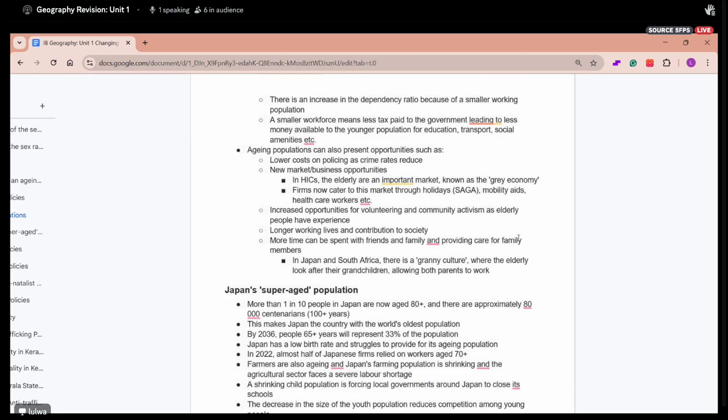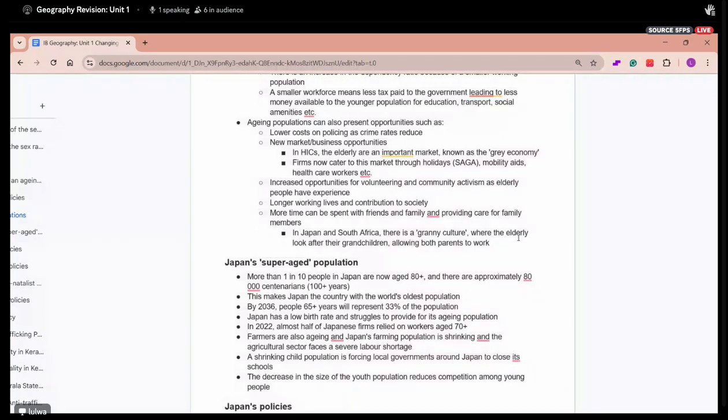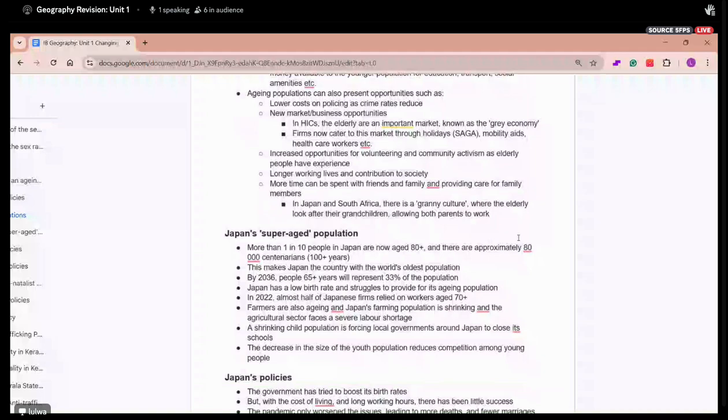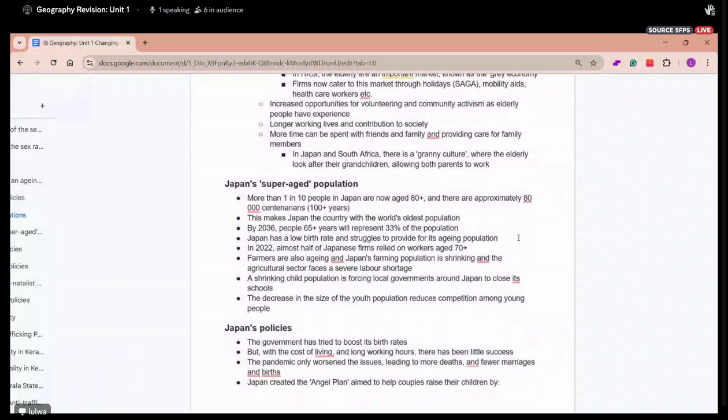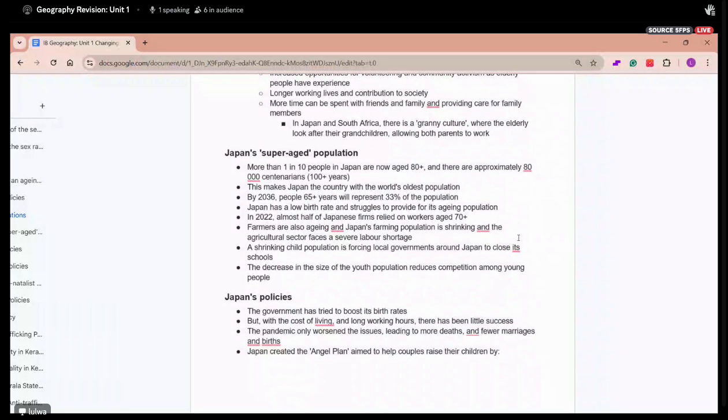And so a very important and famous case study, of course, is Japan with their super aged population. More than 1 in 10 people in Japan are now aged 80 plus, and there are approximately 80,000 centenarians, or people aged over 100, in Japan. This makes Japan the country with the world's oldest population, and this leads to a shrinking child population, which is forcing local governments around Japan to close its schools. And the decrease of the youth population reduces competition among young people.